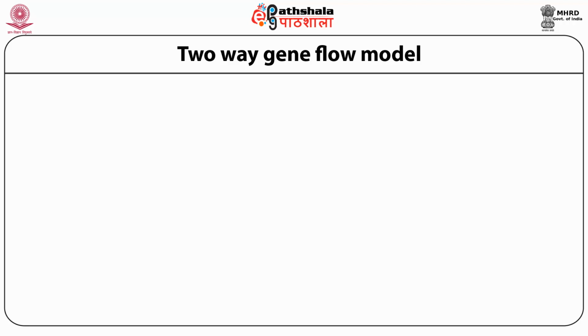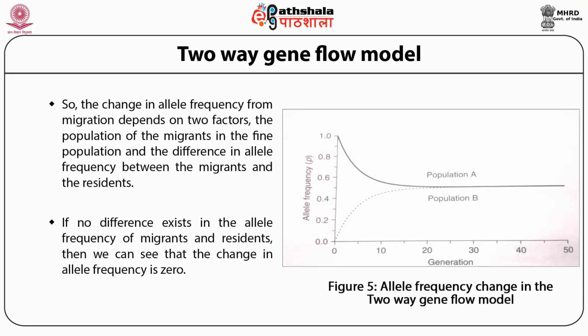Now we move towards another model of gene flow known as the two-way gene flow model. The island model focuses on gene flow in one direction, and the allele frequencies do not change in the source population, which was the mainland in this case. Although this model fits in some cases, a model that allows gene flow in two directions is more appropriate.